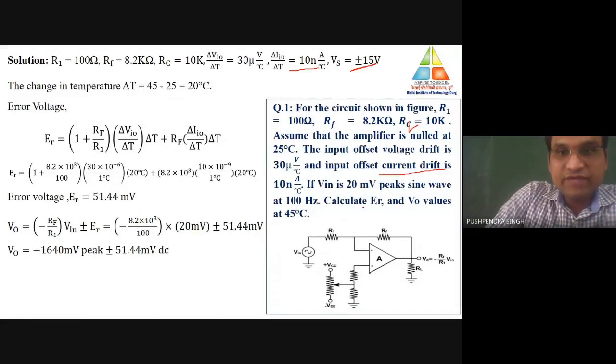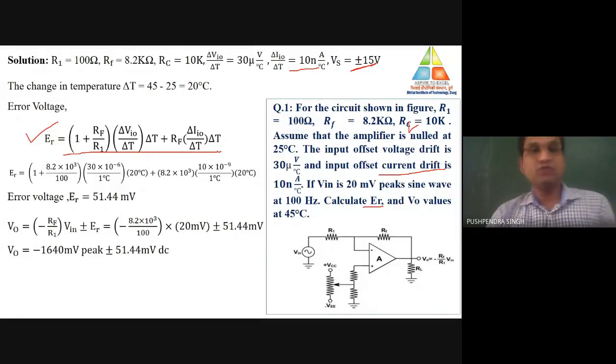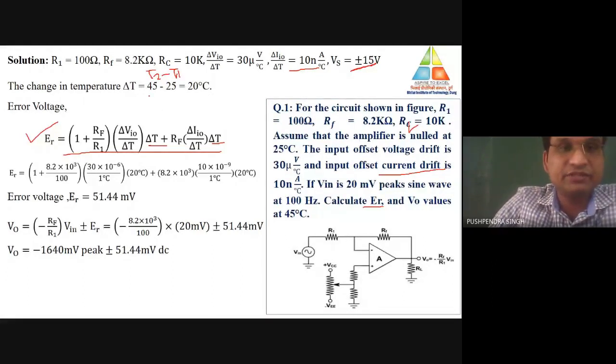So first we are going to calculate ER. What is ER? This is the formula for the calculation of ER. ER is equal to (1 plus RF by R1) del VIOS divided by del T into del T, plus RF del IIOS divided by del T into del T. This is the formula by which we can calculate the value of error, where del T is the change in temperature, and the change in temperature is T2 minus T1. So T2 is 45 degrees centigrade, T1 is 25 degrees centigrade, so the value of del T is 20 degrees centigrade.